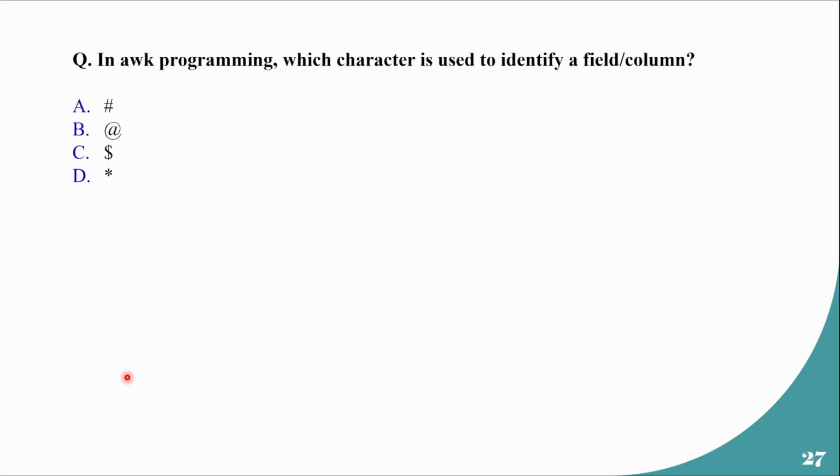So we can use awk programming to quickly get certain information, or quickly parse through the files. In this sense, it can become handy to make the work process a little bit faster. So in awk programming, what character could be used to identify a field or a column? Can you answer that maybe in the chat?